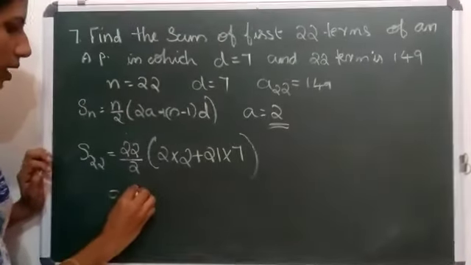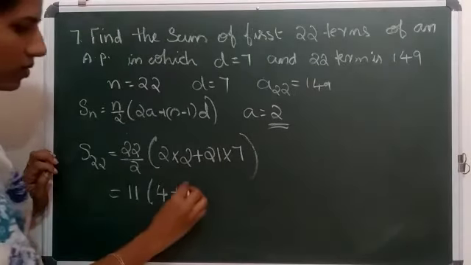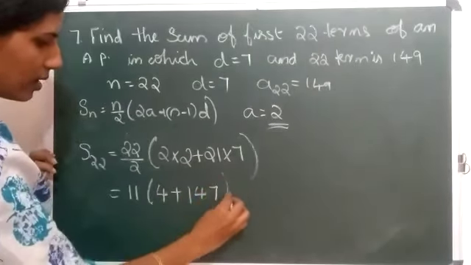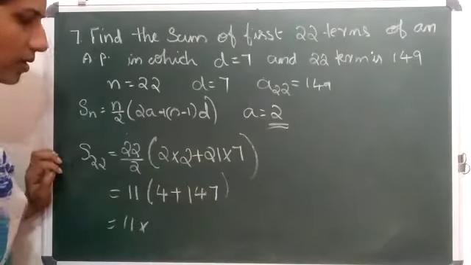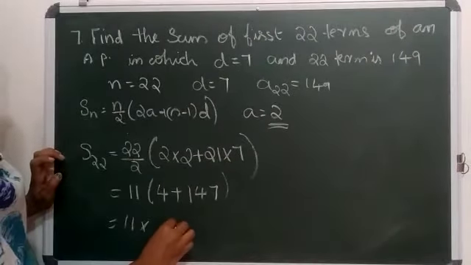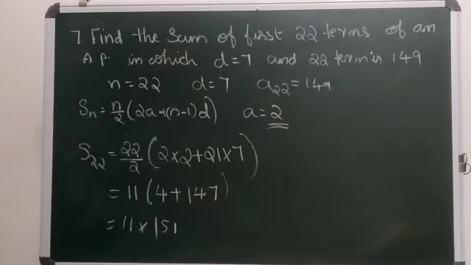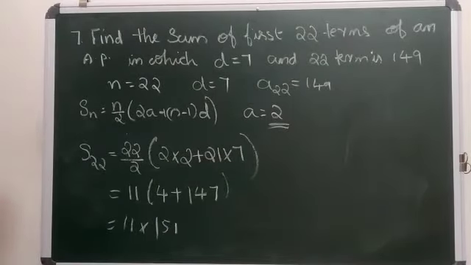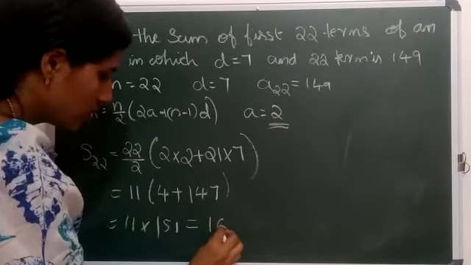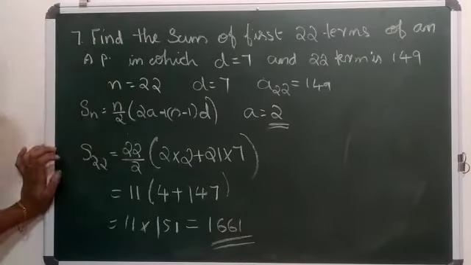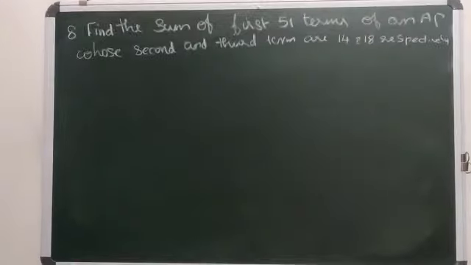This is equal to 11 into (4 plus 21 into 7, that is 147). That is equal to 11 into 151, right? This is equal to 1661. So S22 is 1661. This is the method.